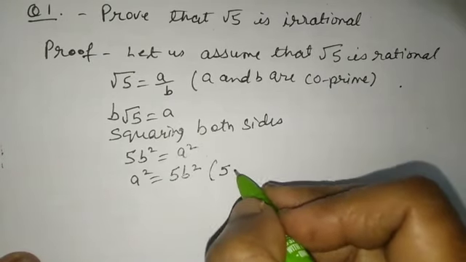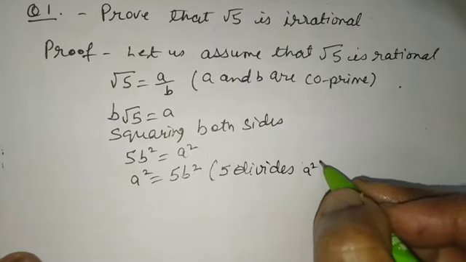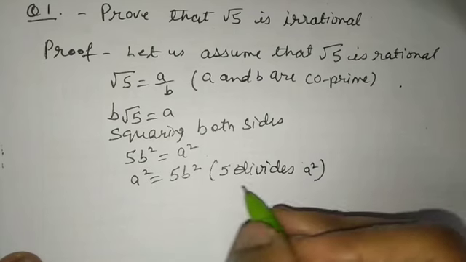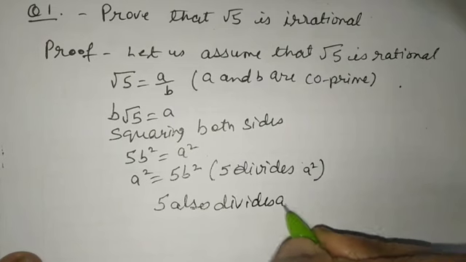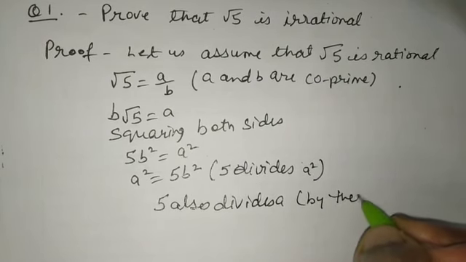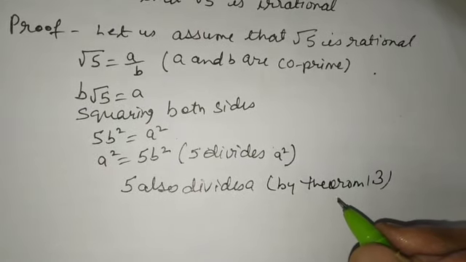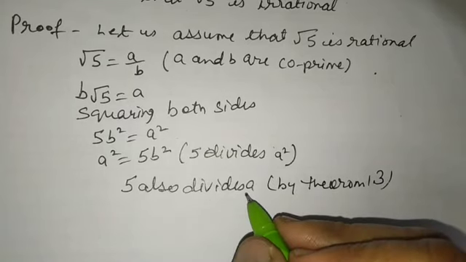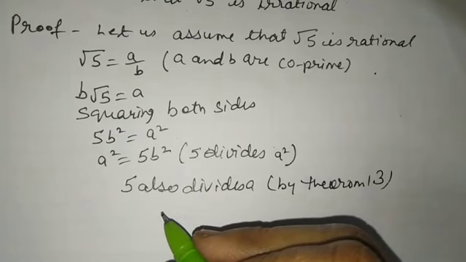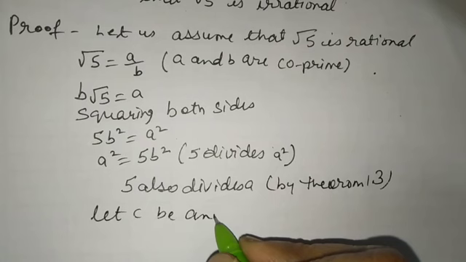So here 5 divides a square. Now 5 also divides a, because by theorem 1.3, which says that if p divides a square, then p also divides a. So 5 also divides a here. So now that means a is equal to 5 times some integer. So let c be any integer.